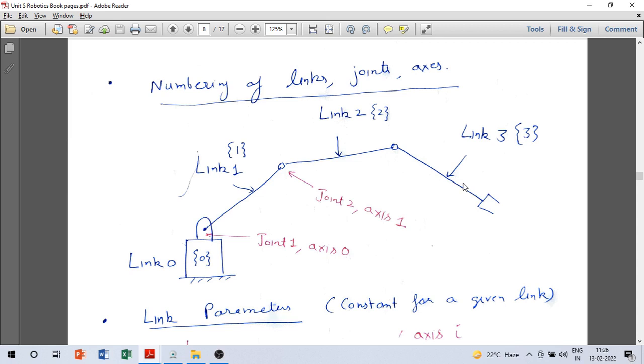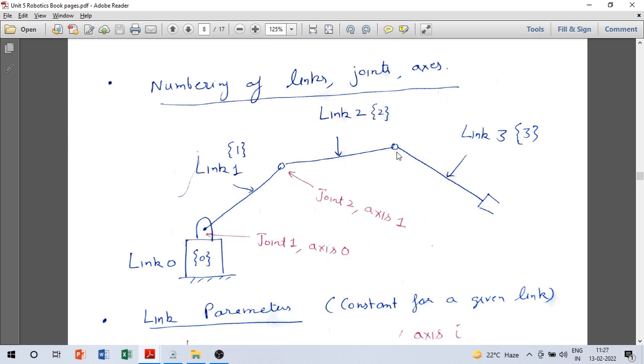And joints are labeled starting from 1. So this is the first joint, which will be called joint number 1. Then you have joint number 2, joint number 3. And axes are labeled starting from 0. So this will be axis 0, axis 1, axis 2.